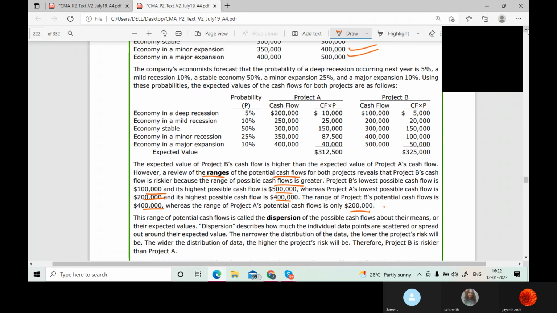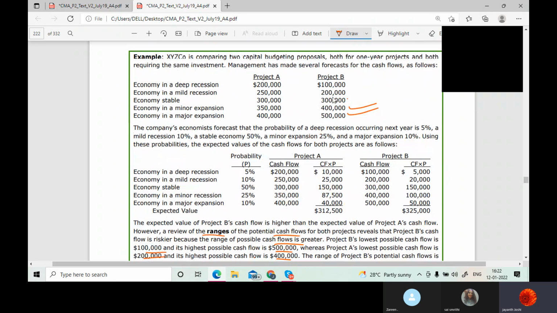How? What do you mean by range? Range is nothing but the highest minus the smallest. Okay, so highest is this and smallest is this. Highest is this and smallest is this. So a range of 2 lakhs and a range of 4 lakhs, more risky.